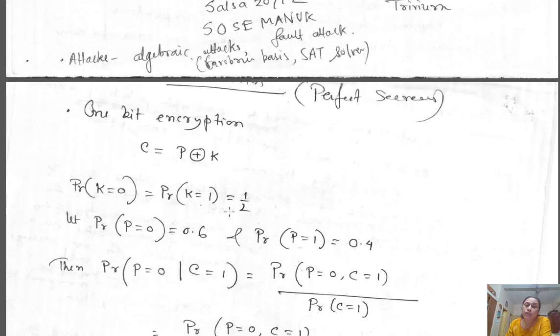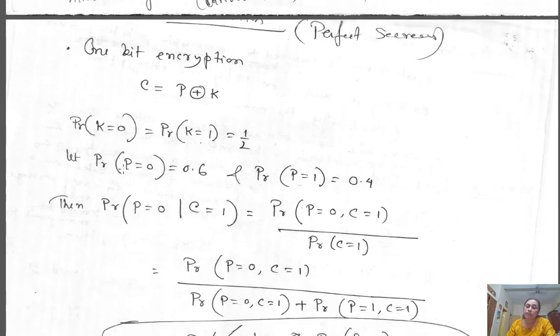Now let us show that it actually possesses perfect secrecy. What do we mean by perfect secrecy? Again, we recall that the probability of plaintext given ciphertext should be equal to the probability of plaintext. Your plaintext can be 0 or 1, and your ciphertext also can be 0 or 1. So you have to simply check whether the probability of P equal to 0 given C equal to 1 equals the probability of P equal to 0 or not.